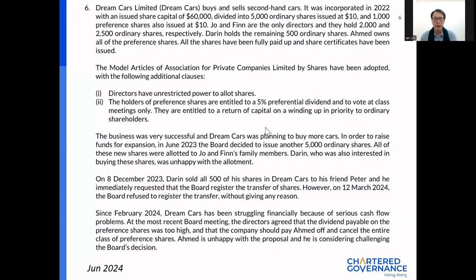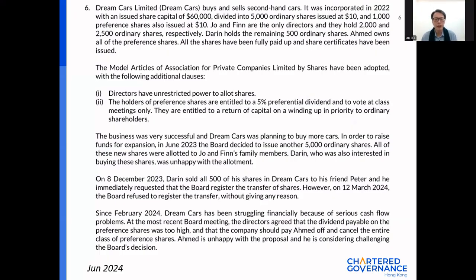Now, the model articles of association for private companies limited by shares have been adopted with the following additional clauses. So this is the sample articles that's provided with the company's ordinance. And as you may recall, I mentioned last time, you are free to adopt that as your company's articles. In addition, you can also add or subtract or amend the clauses in the model articles as long as the change do not contravene the company's ordinance, it is okay.